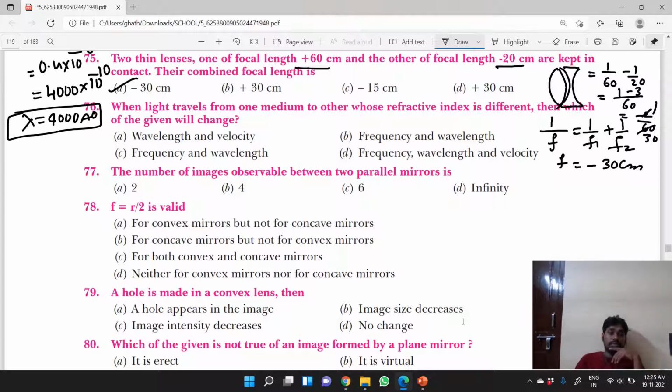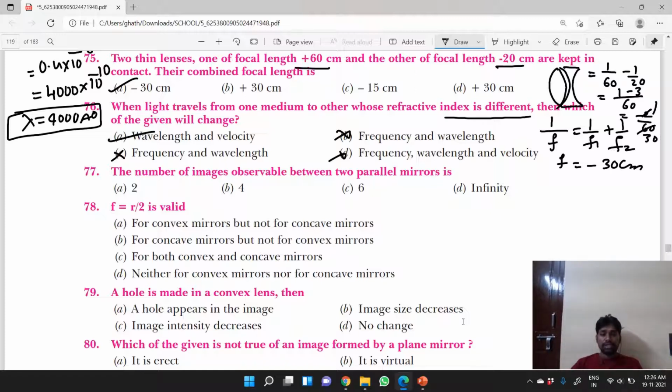70. When light travels from one medium to another medium whose refractive index is different, which one changes? So when light is traveling from one medium to another medium, what will change? Frequency remains constant. So the change they asked, frequency will be the wrong option. So wavelength as well as velocity gets changed.